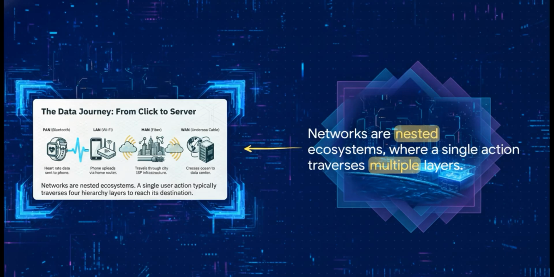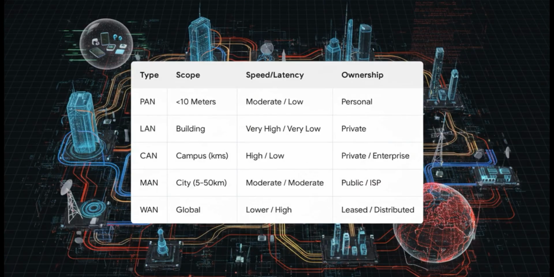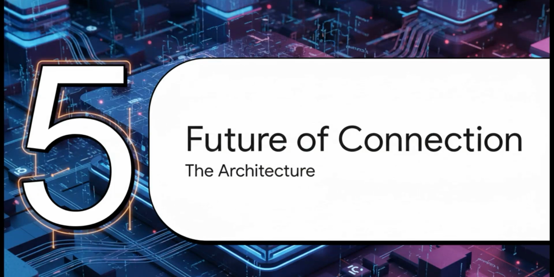Pretty incredible. So when you put it all together like this, you can see these really clear trade-offs at every single level. As the scope gets bigger, moving from your personal PAN all the way to the global WAN, the ownership shifts from private to public. And the latency, that's the time delay, it gets higher. Which makes sense, right? It's why the fastest, most responsive network you will probably ever use is your own private LAN. Understanding this architecture is so important.